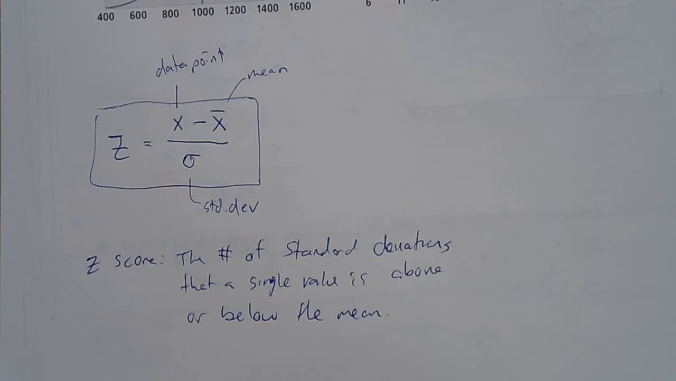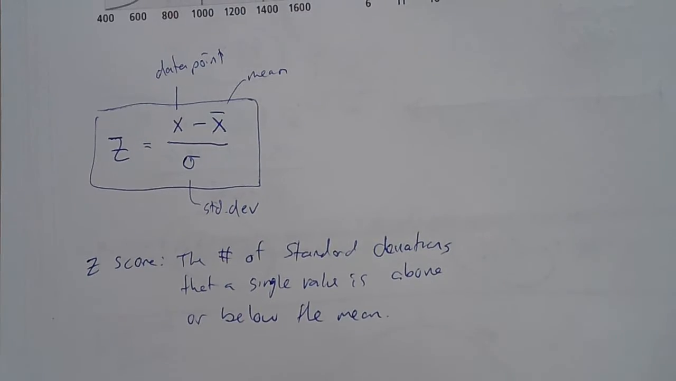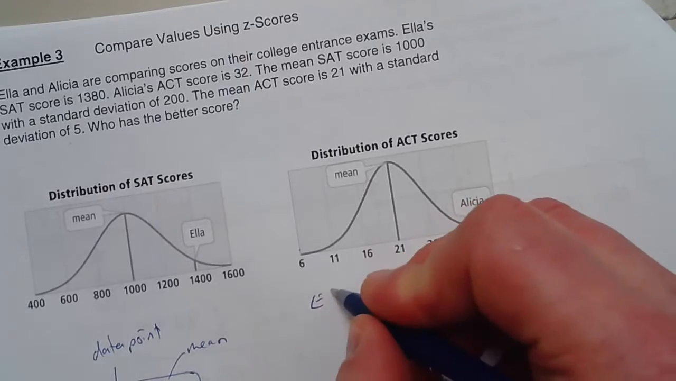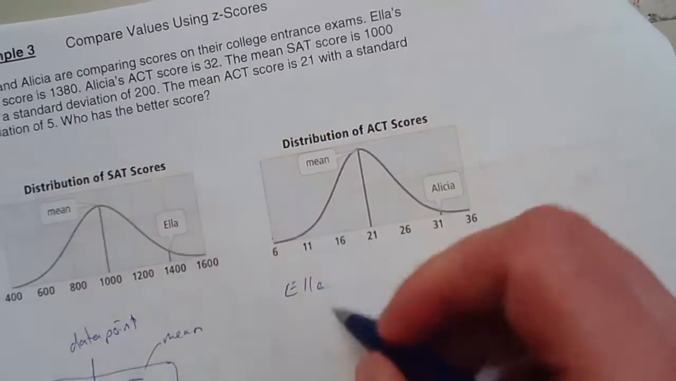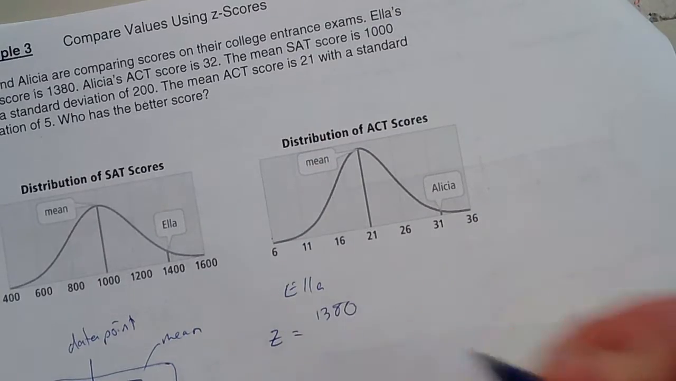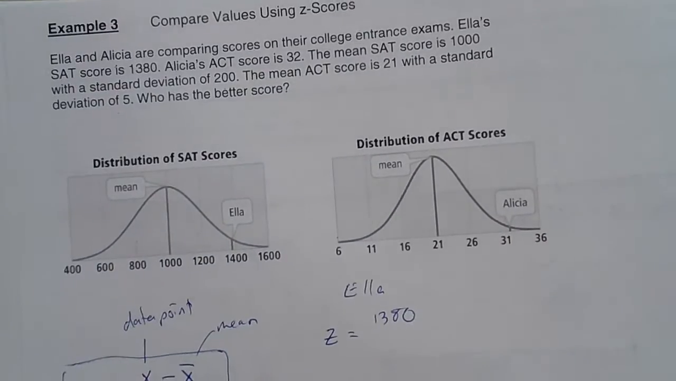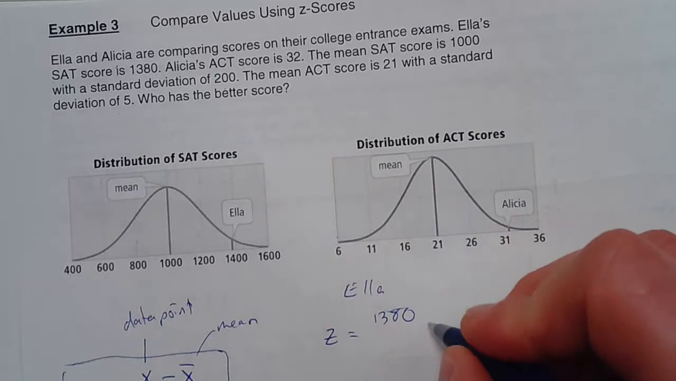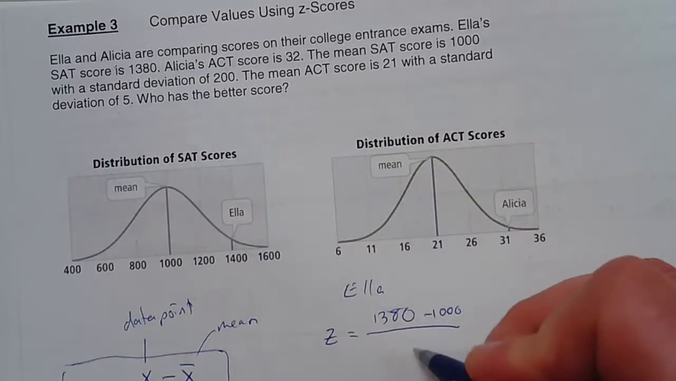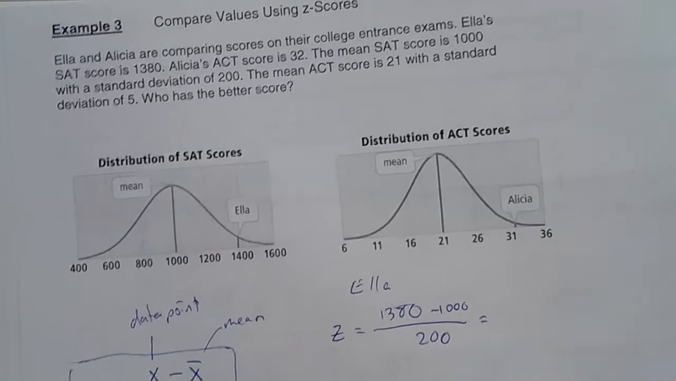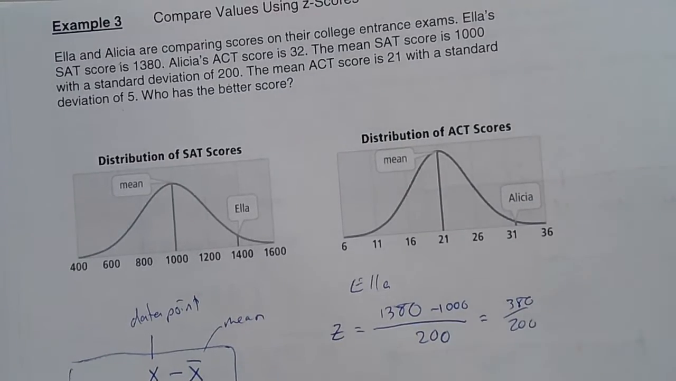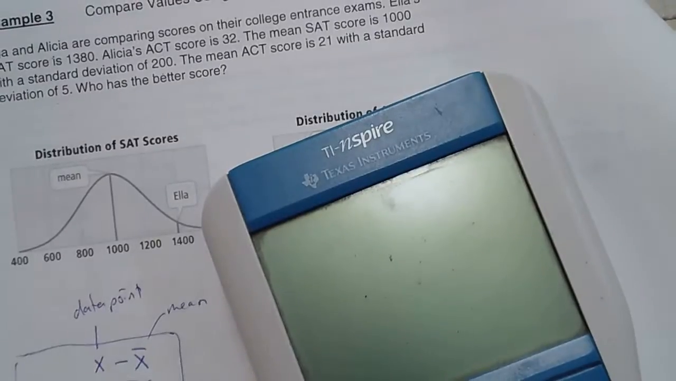Okay. So with that said, let's go ahead and calculate these. So my girl Ella here, she took the SAT. When we're calculating her z-score, her score was the 1380, and the average on the SAT was 1,000, and the standard deviation 200. So we calculate that. That's going to be 380 over 200, and these are almost always going to give you a decimal value.